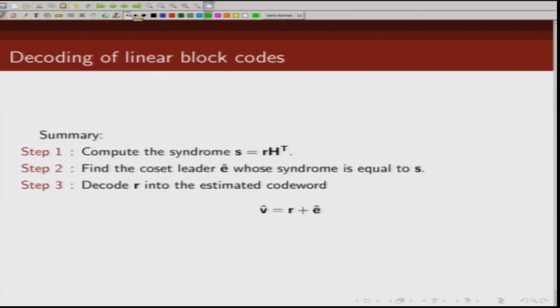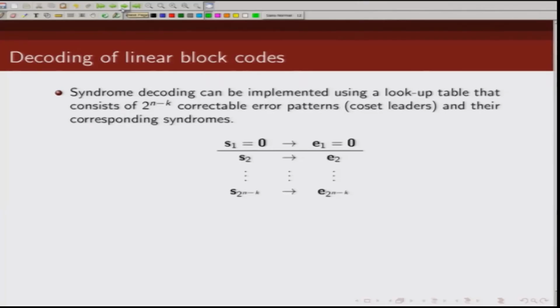Okay. So, now to summarize, how do we do the decoding? We will first compute the syndrome, then each of these syndromes corresponds to one coset leader. So, we find the coset leader corresponding to each syndrome, and once we find the coset leader, we add that coset leader, which is our likely error pattern, to our received sequence, and that would be our estimated code word. And this mapping from syndrome to error pattern can be implemented as a table lookup. Which syndrome corresponds to which coset leader can be implemented as a table lookup.